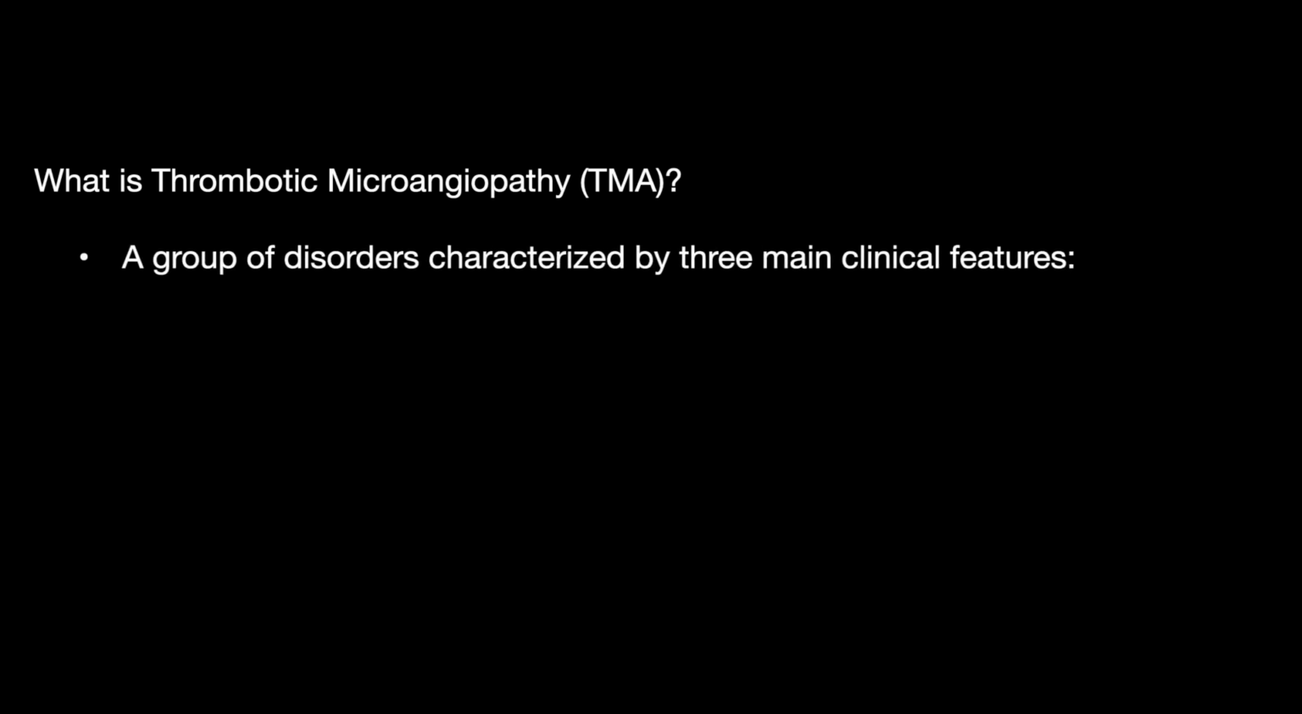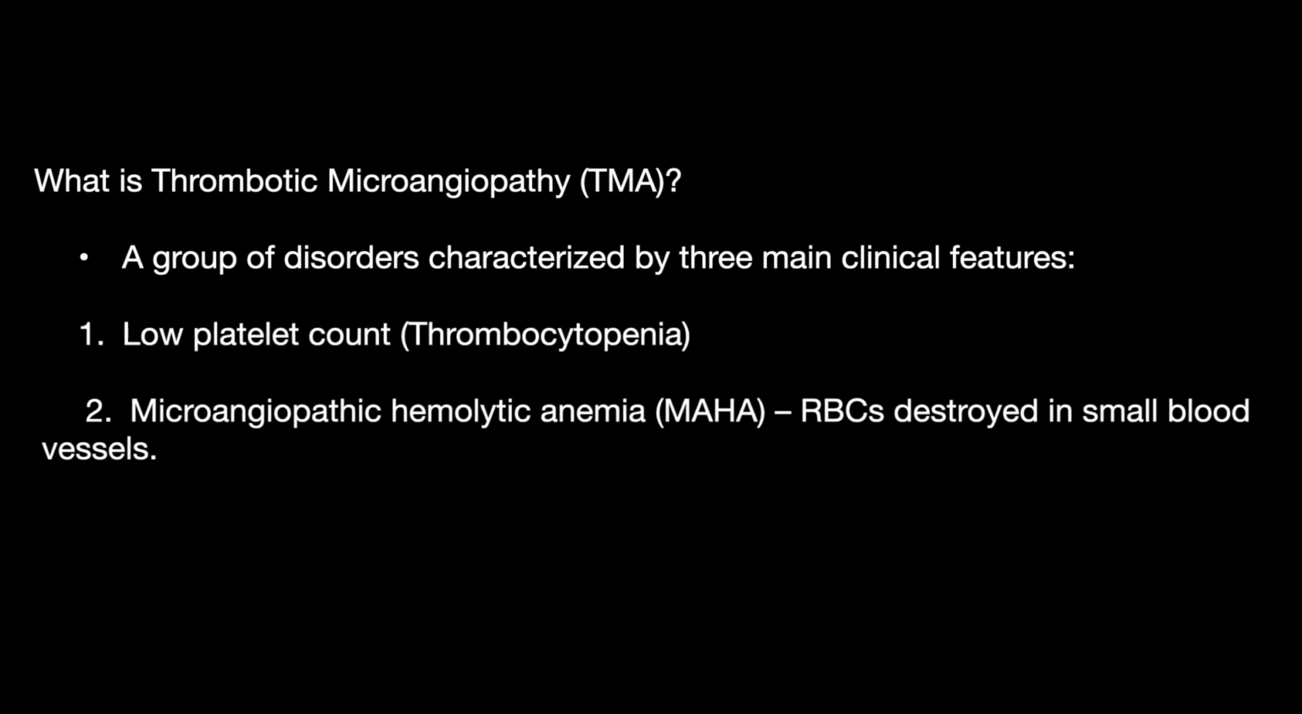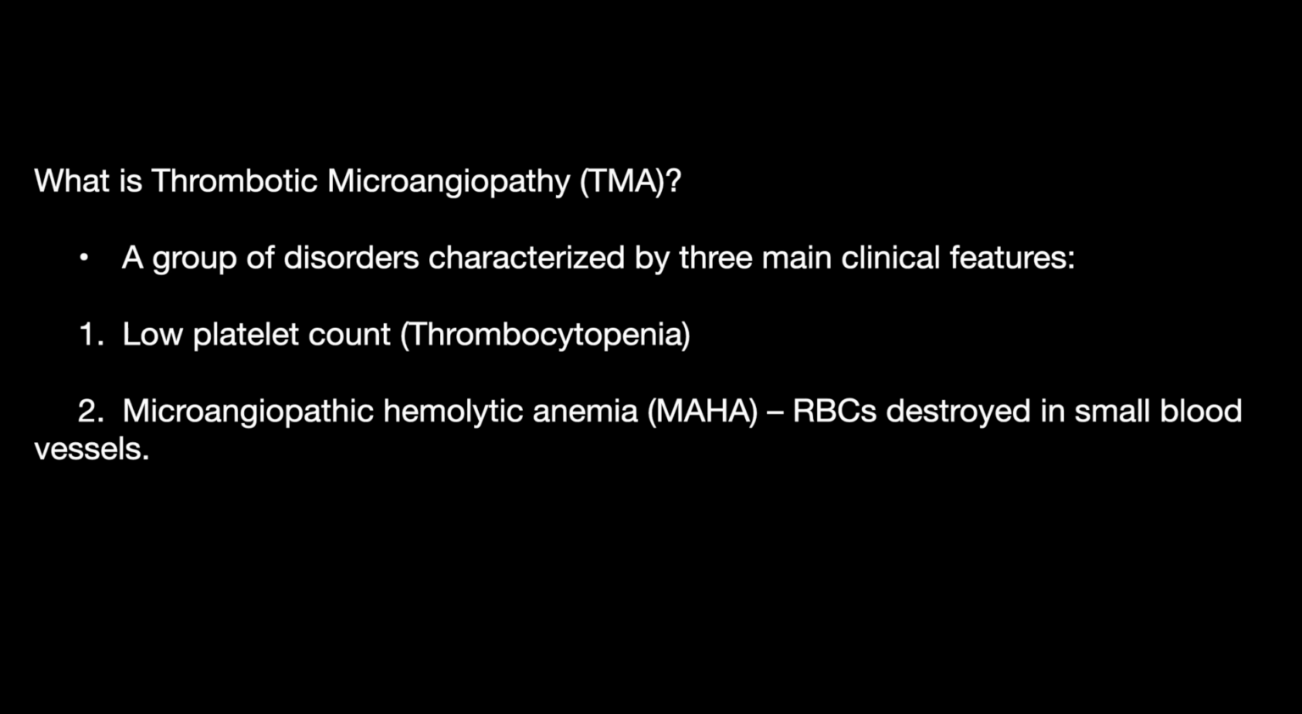What exactly is this? It is a group of disorders which is mainly characterized by three main clinical features. The first is obviously thrombocytopenia. The next is MAHA, that is microangiopathic hemolytic anemia. That is, the RBCs are getting destroyed in the small blood vessels. And finally, because of these small blood vessels getting affected, you have end organ damage.